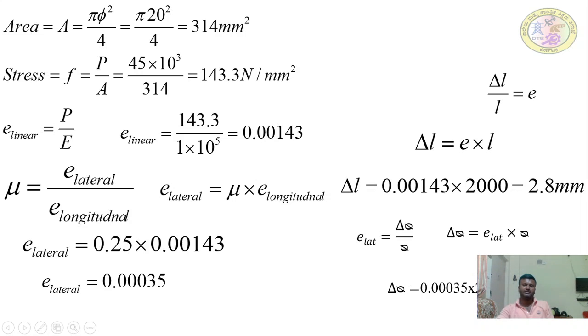This is about the problem related to finding lateral strain or change in diameter, longitudinal strain or change in length, or Poisson's ratio. In the study material we have given sufficient problems. You go through that, and if you have any doubts, please don't forget to get them clarified. Okay, thank you.